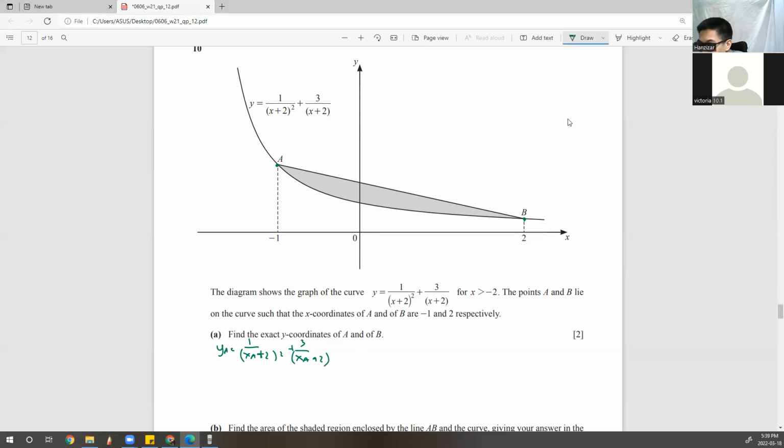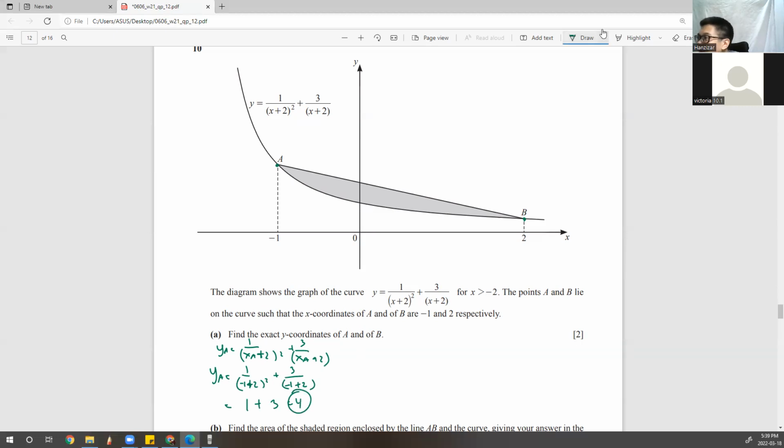And also applied for YB, but we do YA first. So YA equals 1 over (XA plus 2) squared, where XA is -1, plus 3 over (-1 plus 2). Wow, it's so small. -1 plus 2 is 1. 1 squared is 1. 1 over 1 is 1. 3 over 1 is 3. So 4.